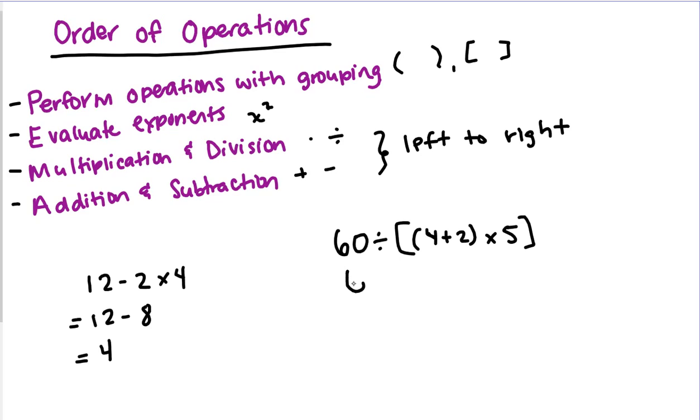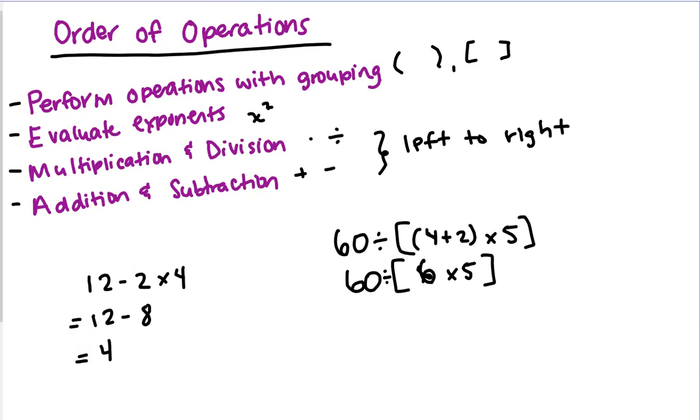So we keep the 60 and we keep the bracket, but we're going to solve what's in the parentheses. So 4 plus 2 is 6. So we put our 6 and our 5 stays the same. And I forgot the divide sign here. There we go. Now we do what's in the bracket.